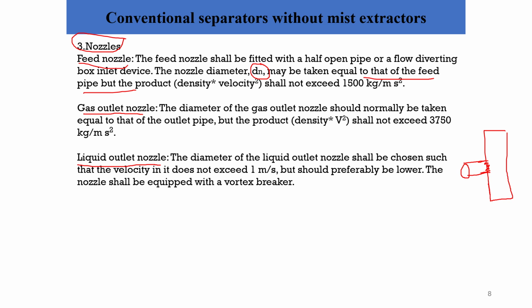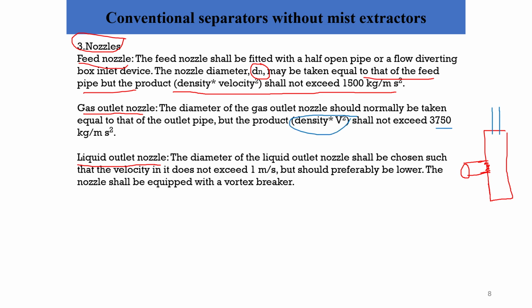Or you can follow this criterion, where the density multiplied by the velocity squared inside this nozzle shall not exceed 1500 kilogram per meter second squared. Normally the gas outlet nozzle, and here I'm going to draw it in a different color, here is the gas outlet nozzle, could also be taken as the size of the pipe that's leaving the separator, or it can also follow this criterion as well.